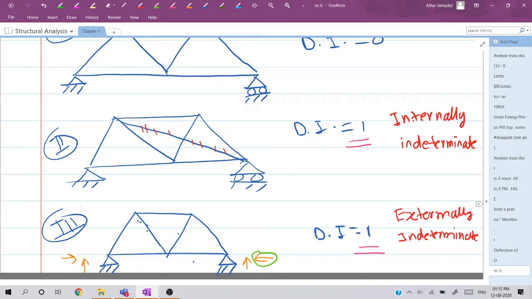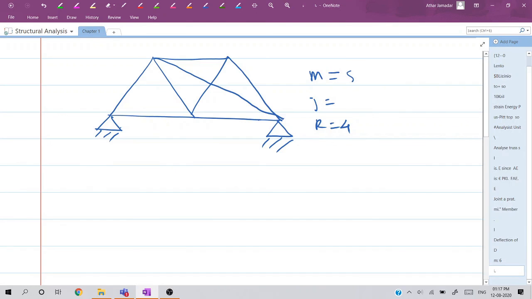Okay, so now we will see the fourth variation of this particular case. M is 8 and j is 5. If you observe here, total number of reactions I will just plot, and total number of members are also here. There is one extra reaction, and also there is the presence of one extra internal member. So this truss is both internally and externally indeterminate.